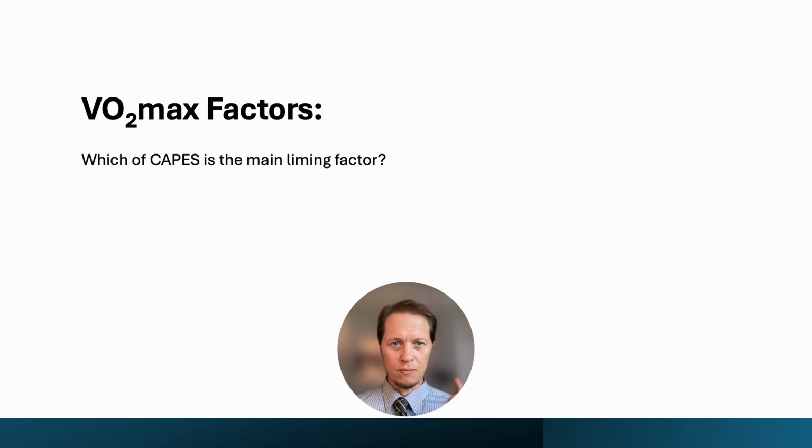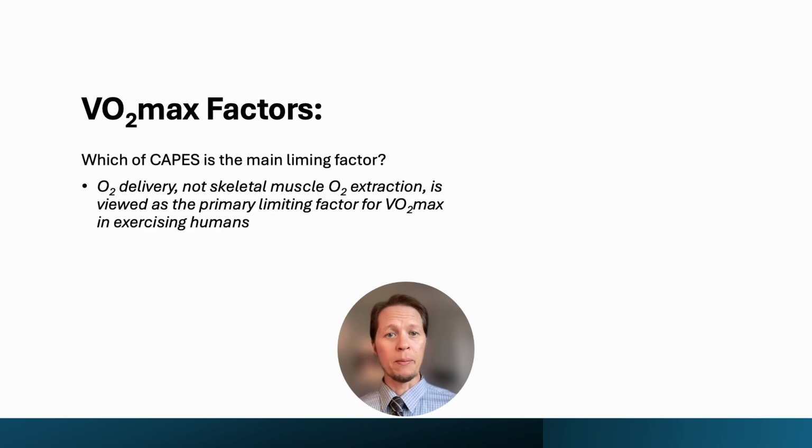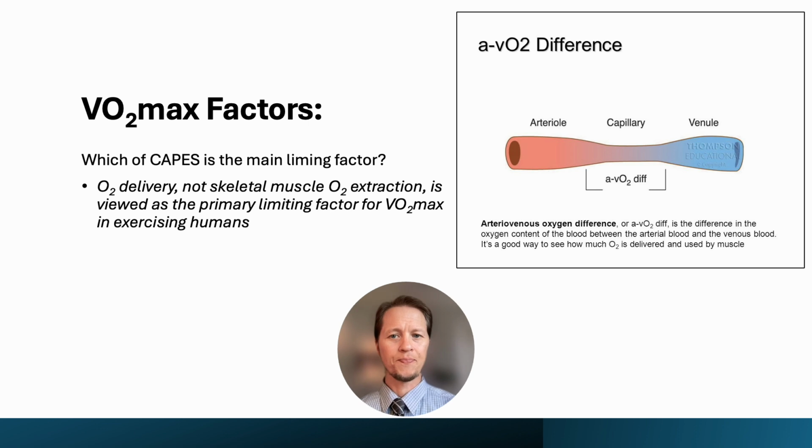Now, this is much more important. Which of the capes is the main limiting factor? This is a very common quiz or test question. And does anyone know what it is? Well, it's the pump. It's the delivery of oxygen, not the AVO2 difference, which is what a lot of people think it is, how quickly you can extract that oxygen. It's actually how quickly you can get the oxygen there. Your heart is the main limiting factor.